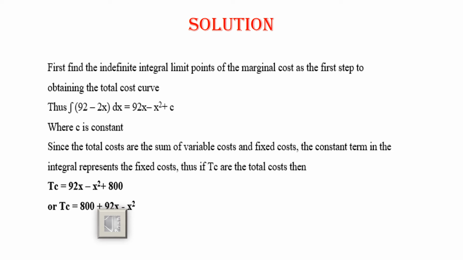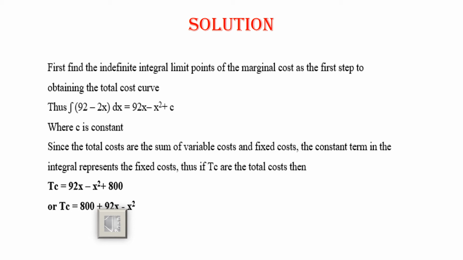First, we realize that we need to determine the indefinite integral of the marginal cost as the first step to obtaining the total cost curve. You remember the steps? We get the function, add 1 to the powers, then divide by the new powers, then we add a constant to the function. So let's go. The marginal cost function is 92 minus 2x.